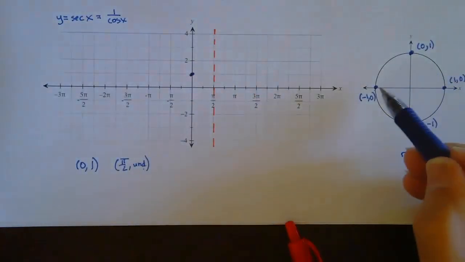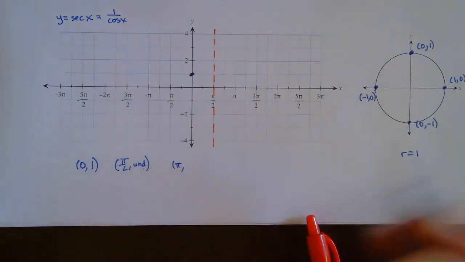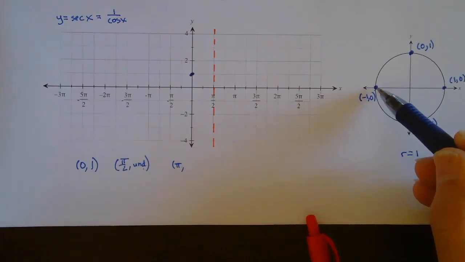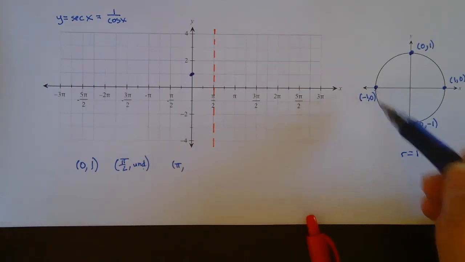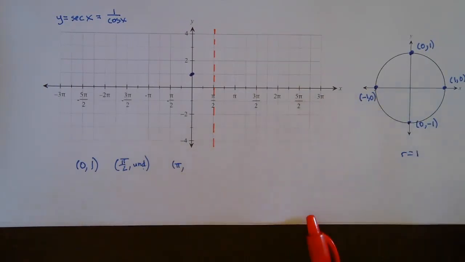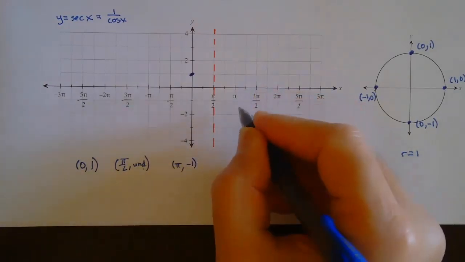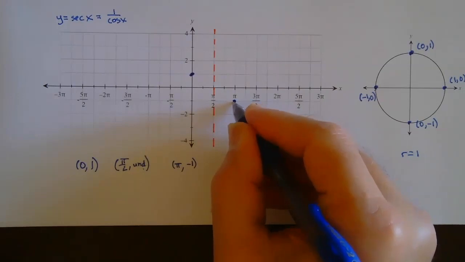Keep going. Angle pi, okay? At angle pi, the cosine is x over r, so this one's going to be r over x. So 1 over negative 1, right? So that'd be negative 1. So at angle pi, we're at negative 1, which would be right there.